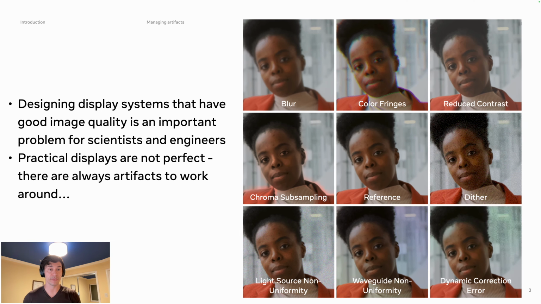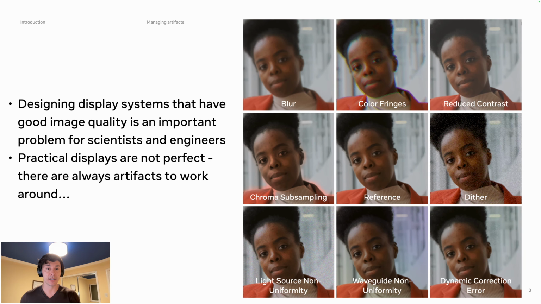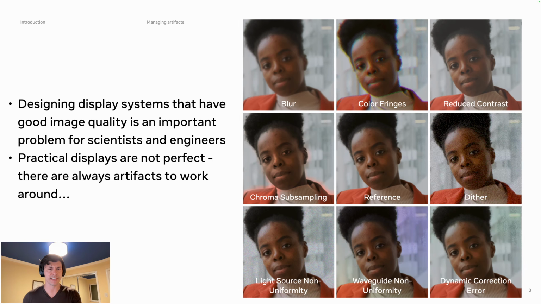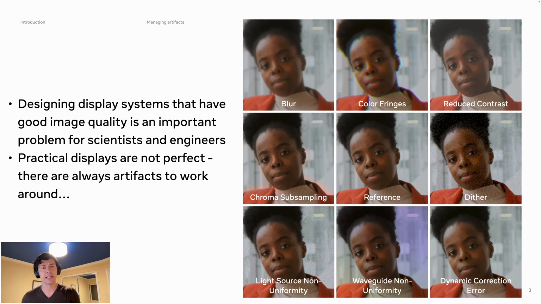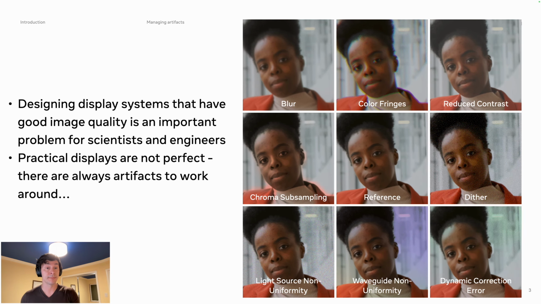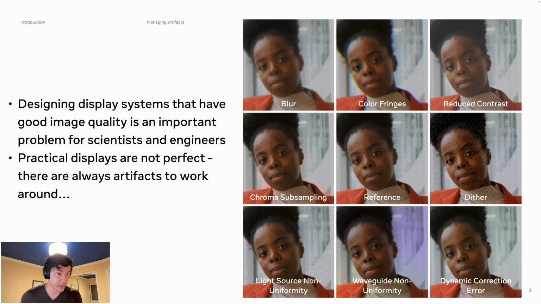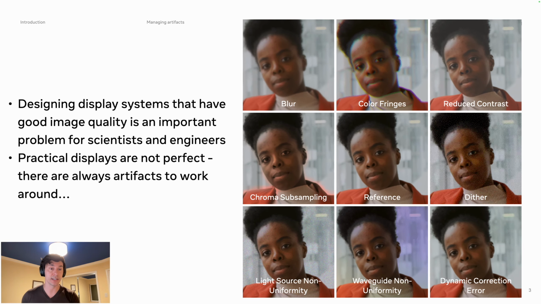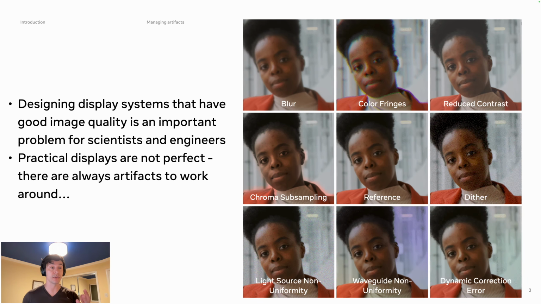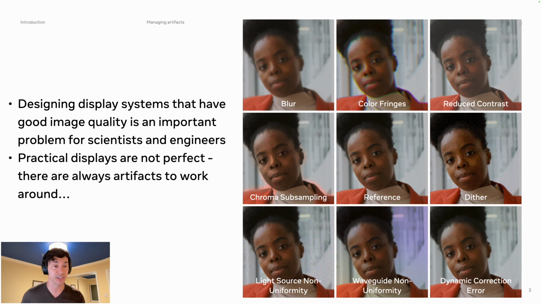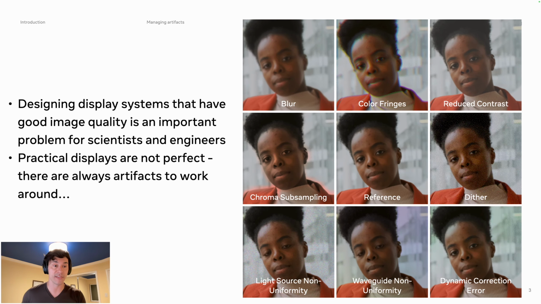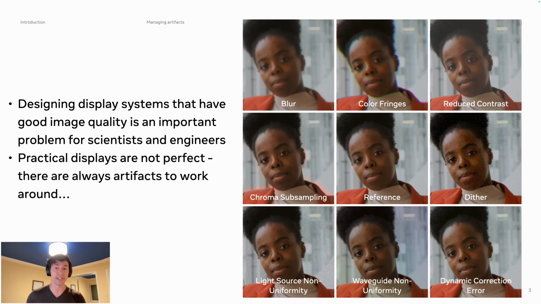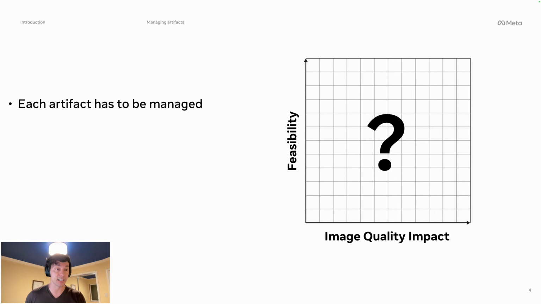So here's some examples of display artifacts that are relevant, especially for head-mounted displays like virtual and augmented reality. We have things like blur, color fringes, maybe due to the optics, reduced contrast, chroma subsampling, dither, light source non-uniformities due to the pixels, waveguide non-uniformities if you have a waveguide optic in front of your eye, and then correction errors that sometimes stem from inaccuracies in the eye tracker when trying to correct for waveguide errors. So all sorts of different things that can happen to your image due to the display. And each one of these artifacts has to be managed.